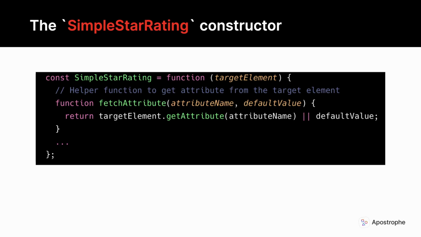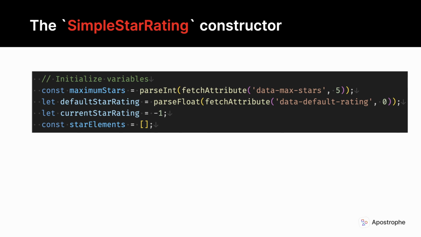Starting at the beginning of the constructor, we define a helper function called fetchAttribute, since we will be accessing markup attributes repeatedly to gather data passed from the data.widget object into the front-end markup. This function will get the specified attribute from the target element, and if it doesn't exist, it will pass back the default value. Next, we are initializing some variables.